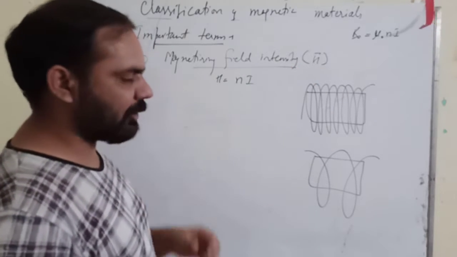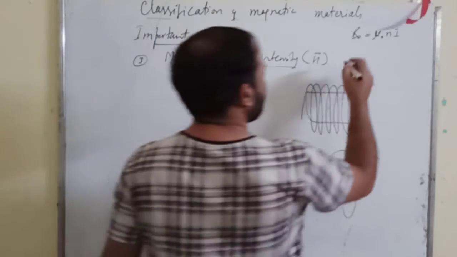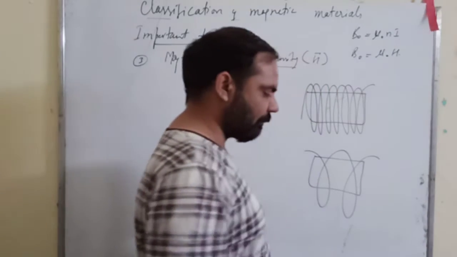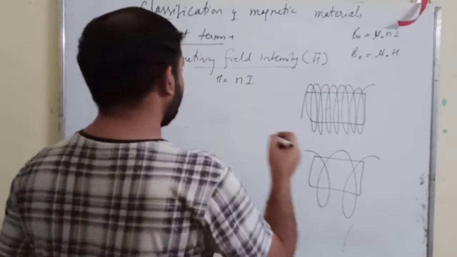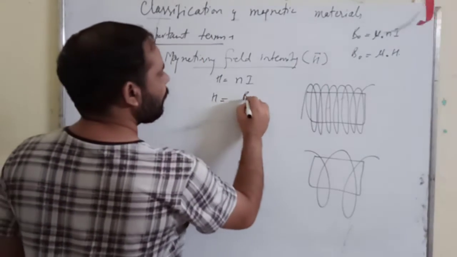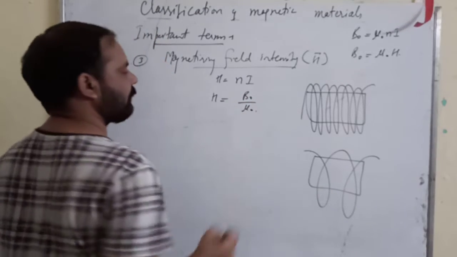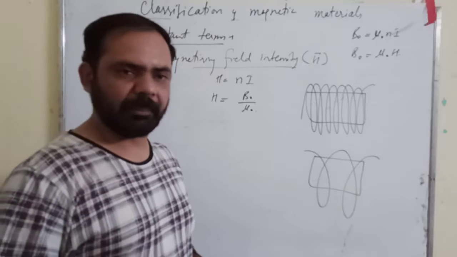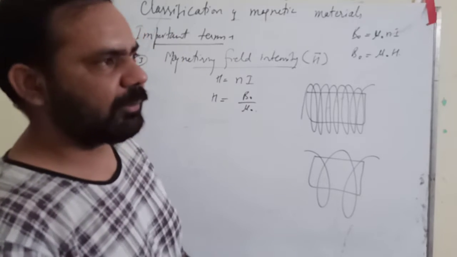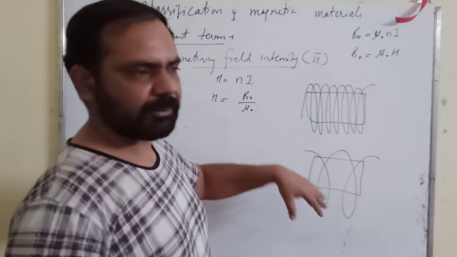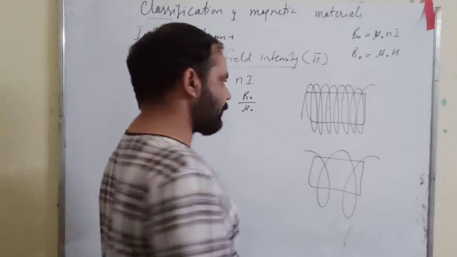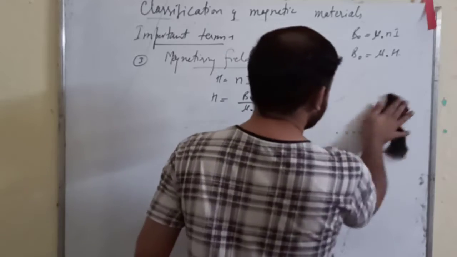So what is your new formula for B naught? B naught equals mu naught times H. You have a new formula, and from here you can say that H equals B naught upon mu naught. Right? These are a few formulas that you will have to remember. Only these formulas that we are discussing, you will have to remember. So this is your magnetizing field intensity.